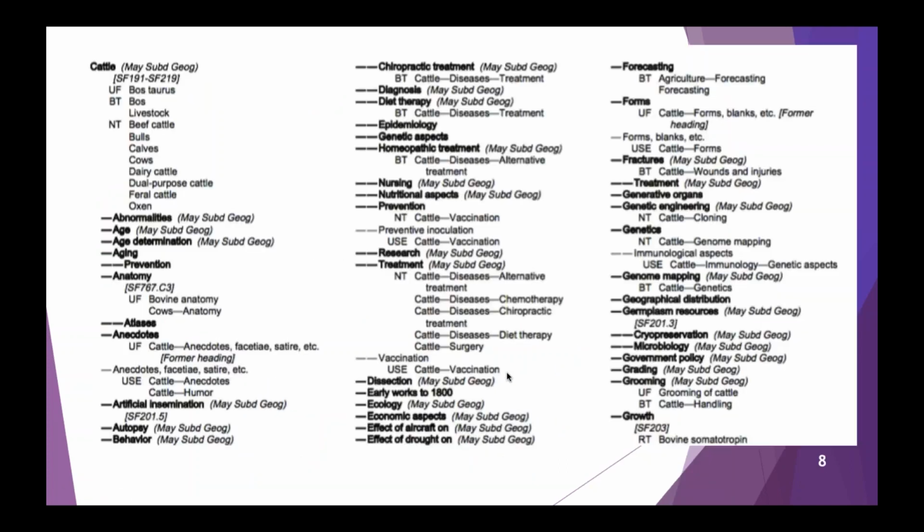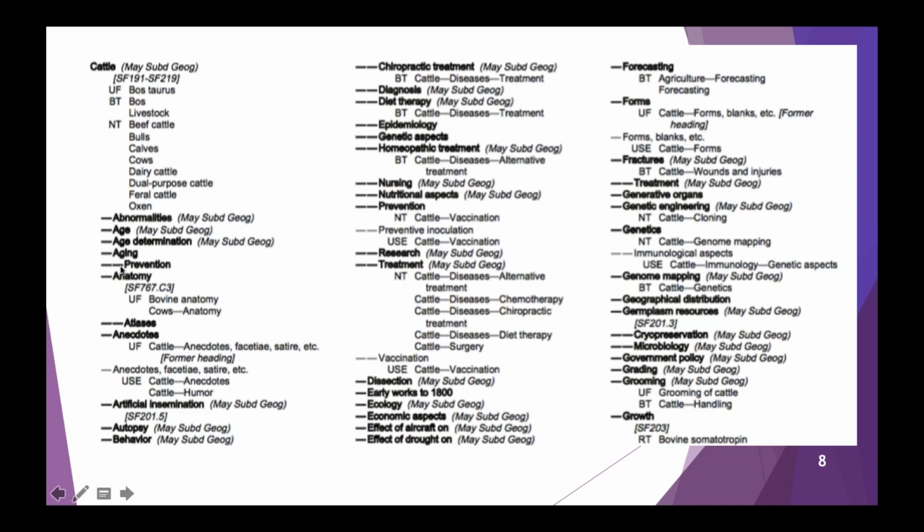So if we look at cattle, for example, so this is coming out of the PDF, so what the print would look like. So we see cattle up here at the top, and then we have the M dash here, or 2 M dashes depending on how deep we're going to go. So this is cattle aging, this is cattle aging prevention. So that's how you read these things.